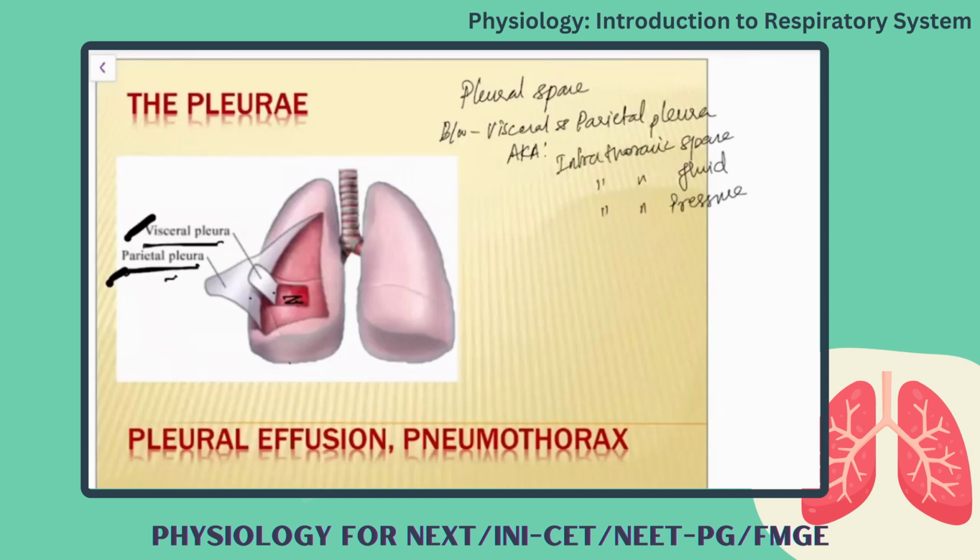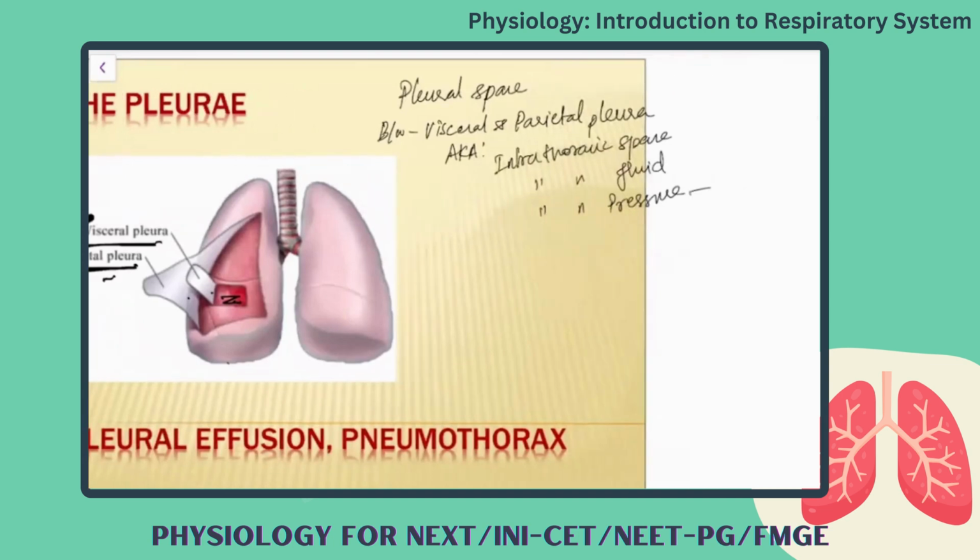pressure. And the important role of intrathoracic pressure in the cardiovascular system is maintenance of venous return. Okay. And what is the role of this intrathoracic pressure in the respiratory system? In the cardiovascular system, it takes part in the venous return. How? How is it involved in the venous return maintenance?